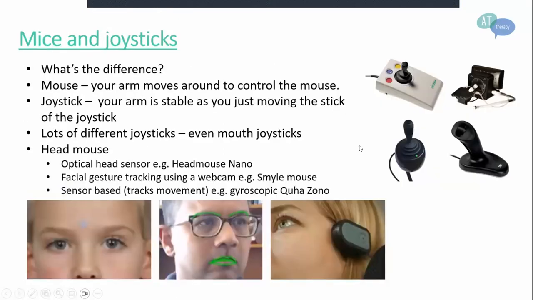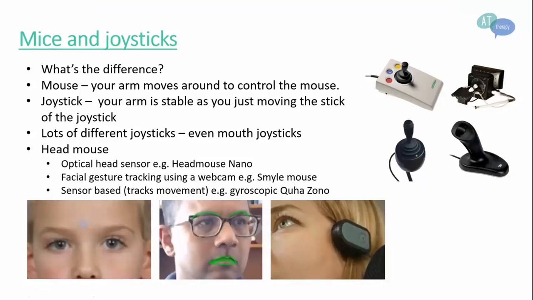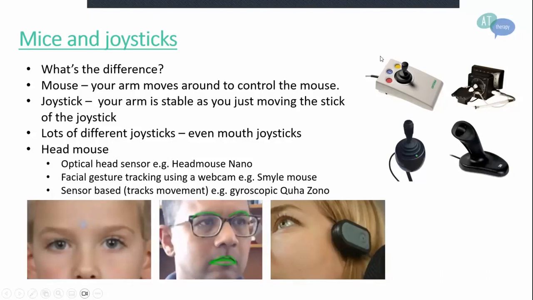Okay, so mice and joysticks. Well, first, what's the difference? It's really as simple as with a mouse, your arm moves around to control the mouse, and with a joystick, your arm is stable and you just move the stick. That's pretty much all the difference there is, although they do look a bit different, and there are lots of different varieties of these as well. This one here in the top right-hand corner, that's a mouth joystick. So you can get a lot of different ranges with these as well.